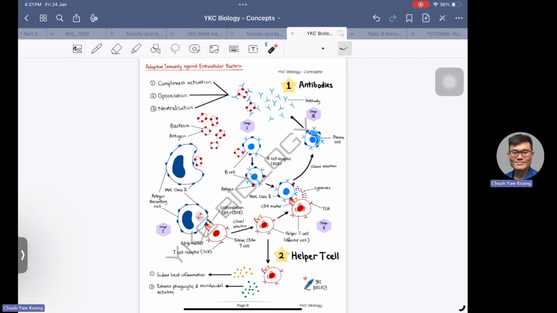Hi everyone. We will discuss the two principal mechanisms of the adaptive immunity against extracellular bacteria in this video. The first mechanism is the antibody, and the second mechanism is the helper T cell. In order to stimulate these two mechanisms, there are three stages of the process that our immune system has to go through. There are two parts in stage 1 that occur at the same time, and then stage 2 and stage 3, the production of the antibody.